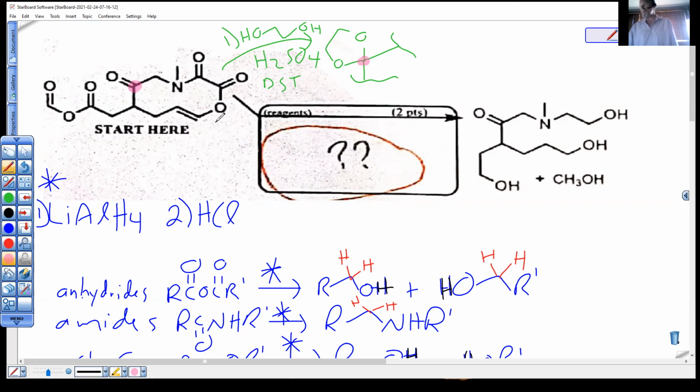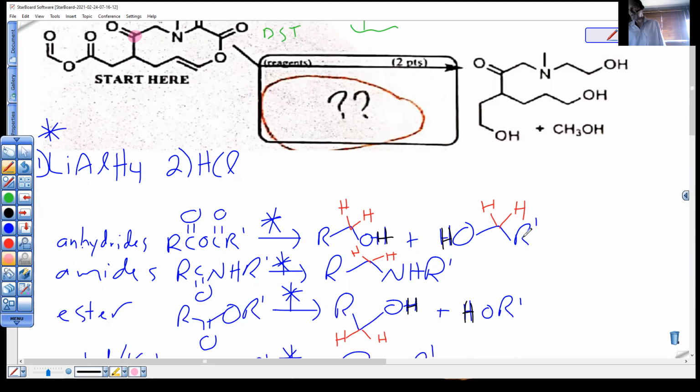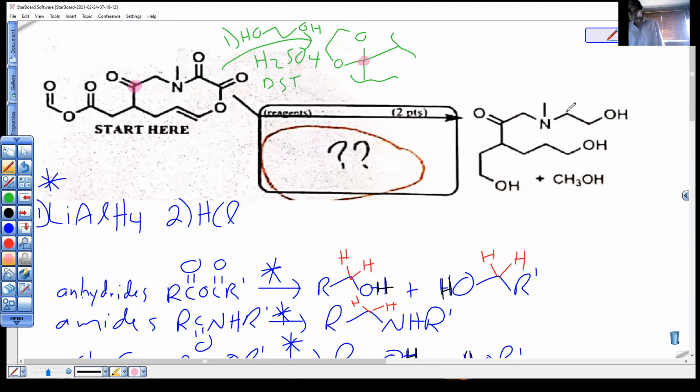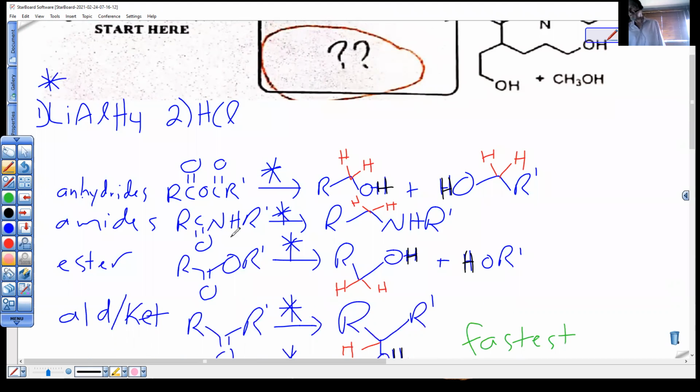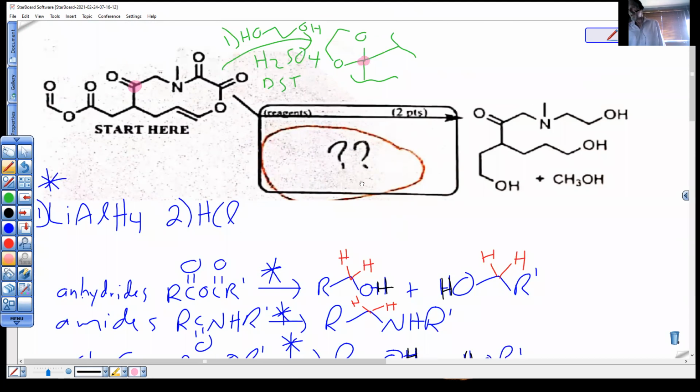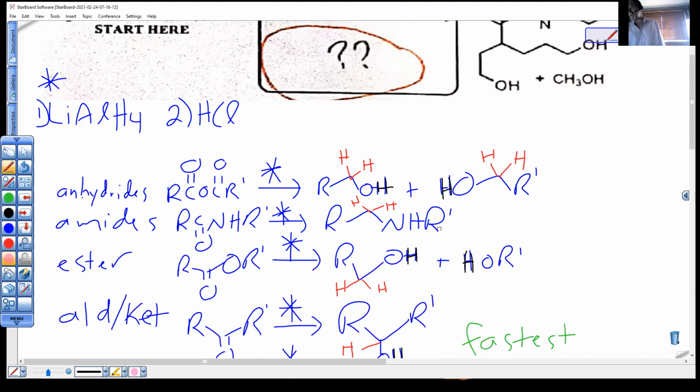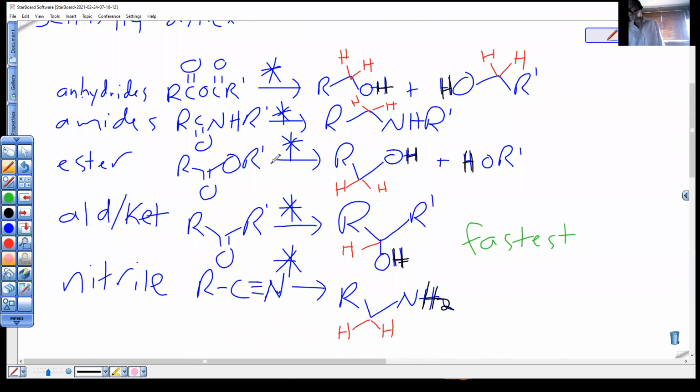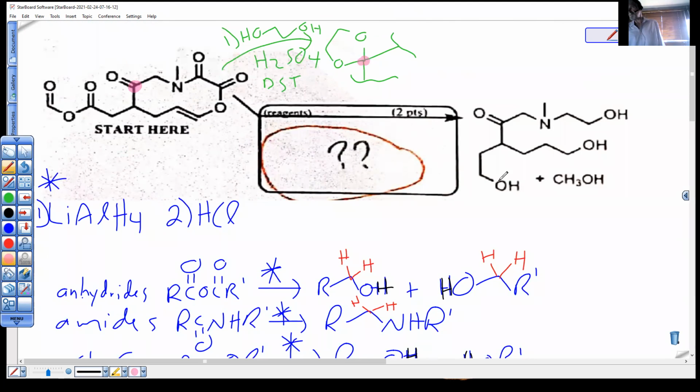I want to reduce all of these to alcohol. This would become methanol based on this reaction. The amide will become a CH2 based on this reaction. The ester will become a CH2OH based on this reaction. Now, this down here is the leaving group off of the ester.